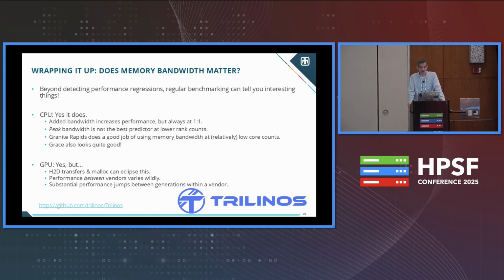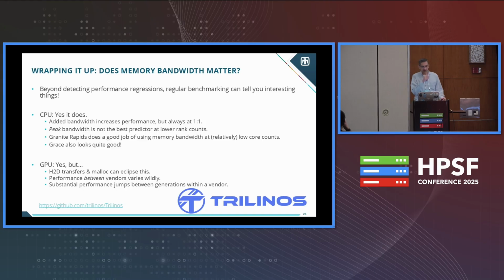Granite Rapids actually does a pretty good job of using its memory bandwidth at relatively low core counts, especially relative to the Crossroads style Sapphire Rapids with HBM architecture. If I'm running onesies, twosies sorts of jobs, small analysis jobs and lots of them, I'll probably get more bang for the buck out of that than I would out of a Crossroads machine. And Grace actually looks quite good. I'd certainly seen NVIDIA advertise about how Grace is the best thing since sliced bread. I was a little skeptical, but it actually came out looking all right, which is fantastic news.